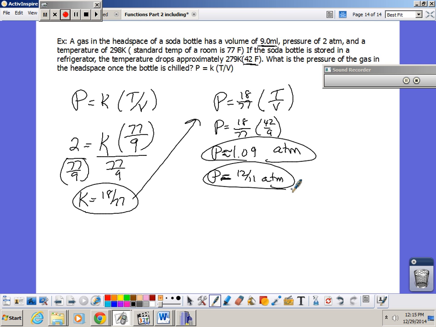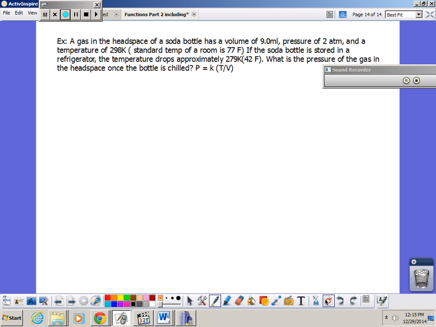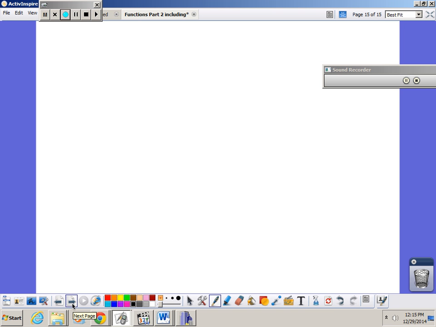So I make the formula, I find out what K is, I take K and plug it back into the formula, and then I put in the new information. It doesn't matter if it's an inverse or joint or whatever it is.